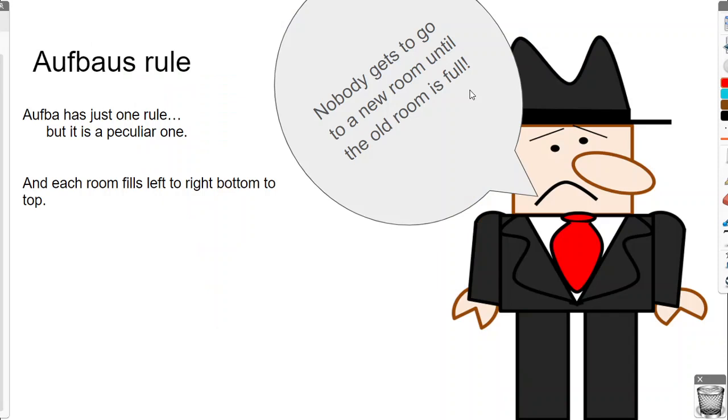Okay, so it's going to be really important that we learn a couple rules. Since this is Aufbau's hotel, it's important that we learn Aufbau's rule. So his rule, put in common everyday English, would be that nobody can move on to a new room until the old room is full. Basically, he's kind of stingy. So he wants to make sure that you completely fill each room, left to right, bottom to top, from the hotel, before you move on to the next room.